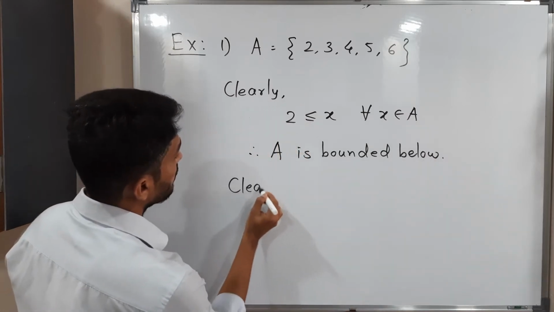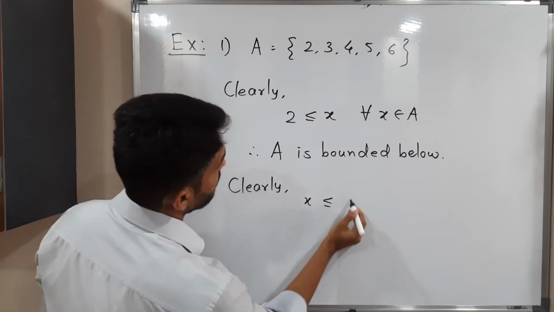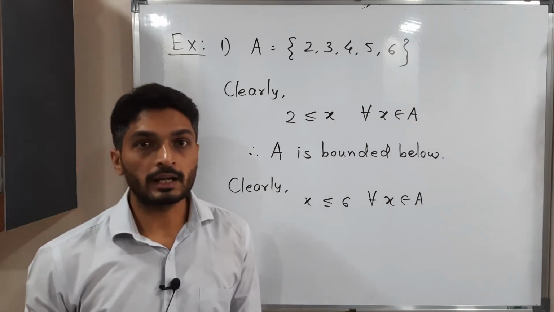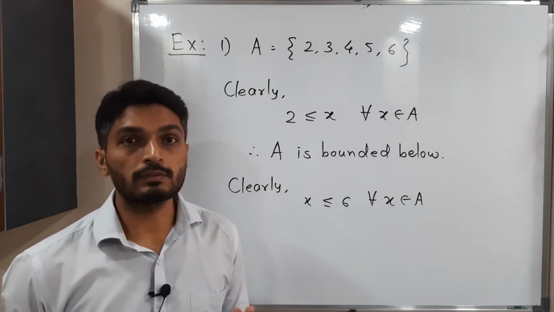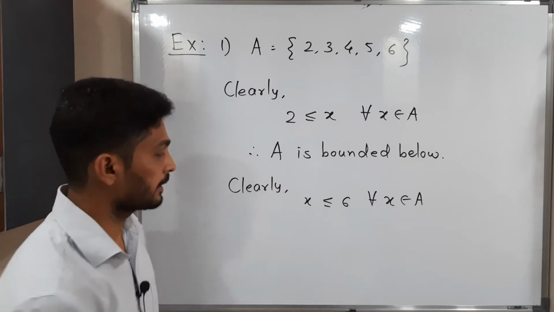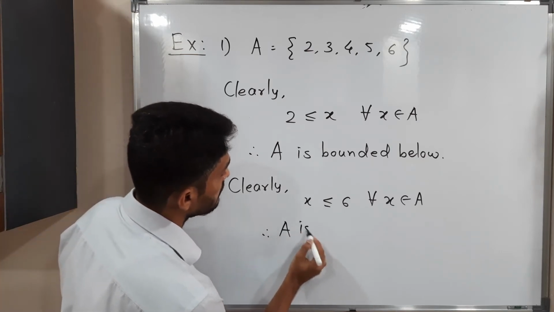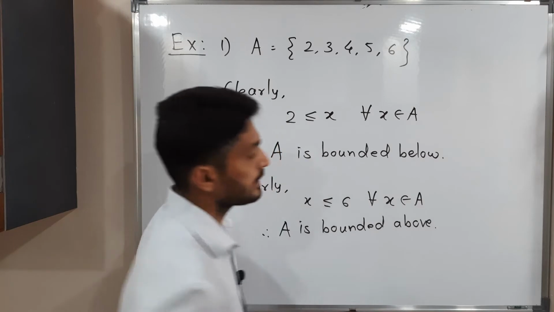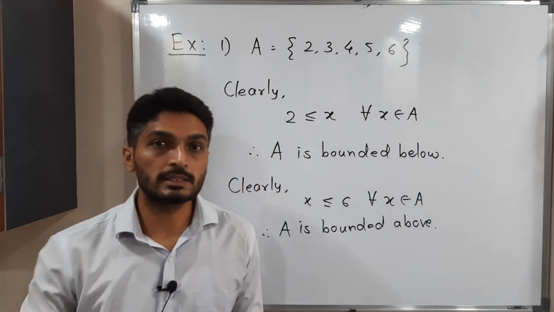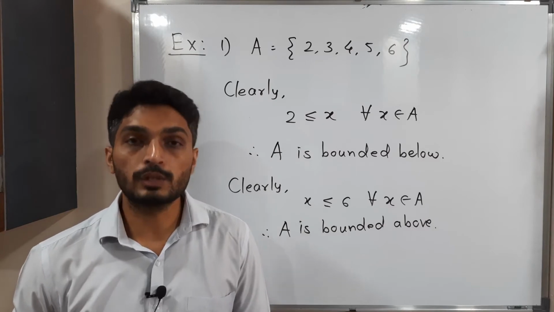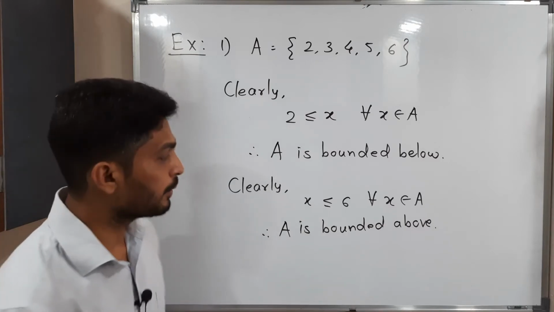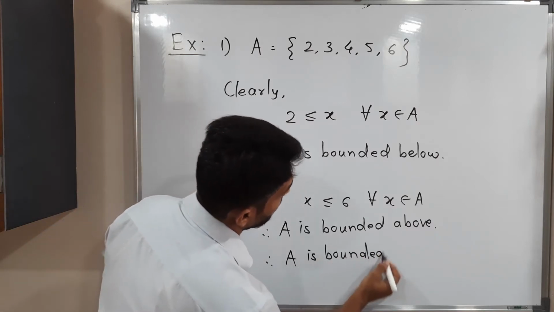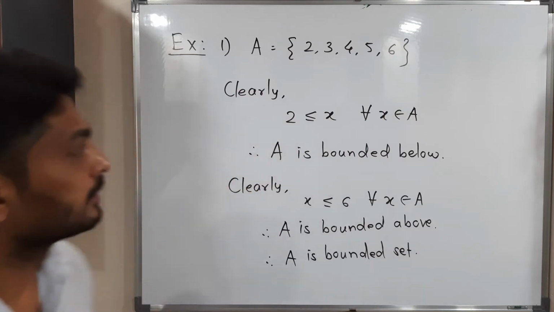And clearly we can write x is less than or equal to 6 for all x belongs to A. All elements of A are less than or equal to 6. So we can declare 6 is an upper bound of set A. Therefore A is bounded above. So the given set has a lower bound as well as an upper bound, so it is bounded below as well as bounded above. Therefore we can declare the given set A is a bounded set. In this way we completed this example.